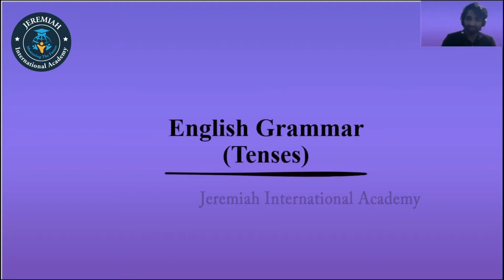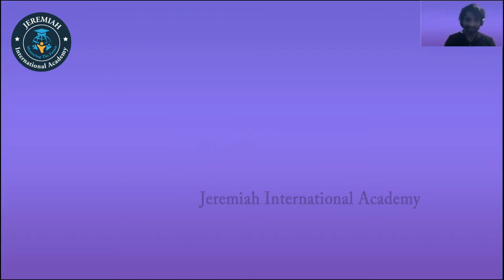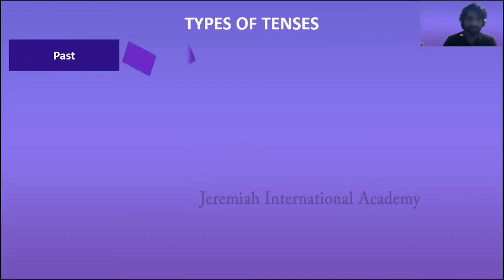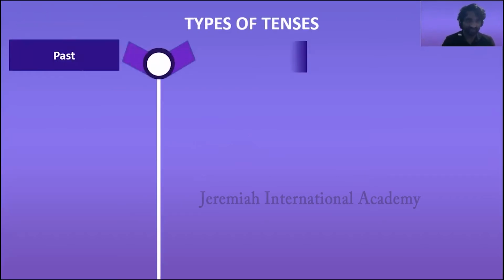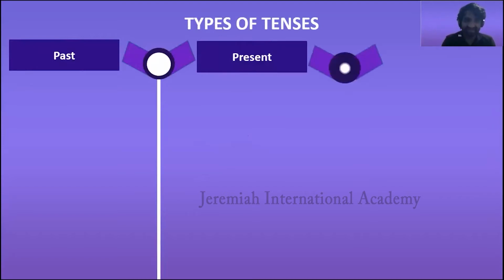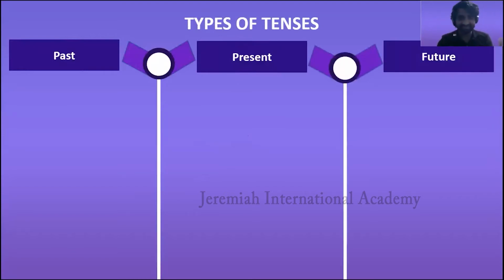So English grammar, that is the tenses. This is the first installation of our grammar classes. All right, so we have basically three tenses, that is the past tense, the present tense and the future tense.